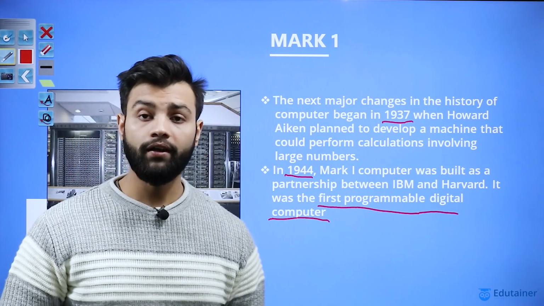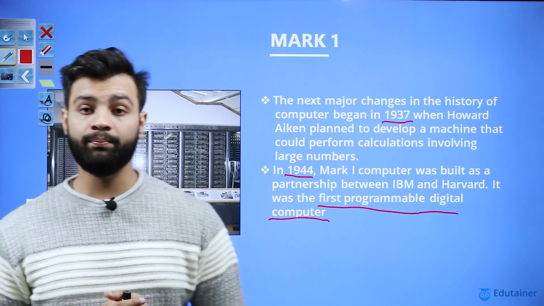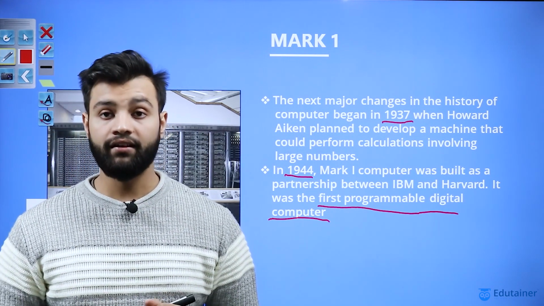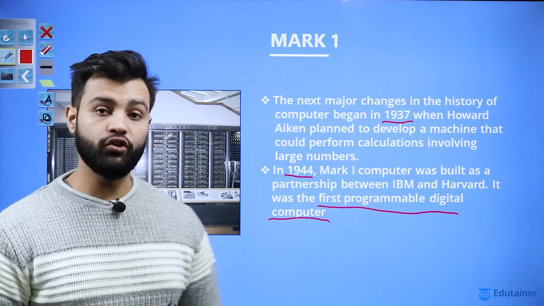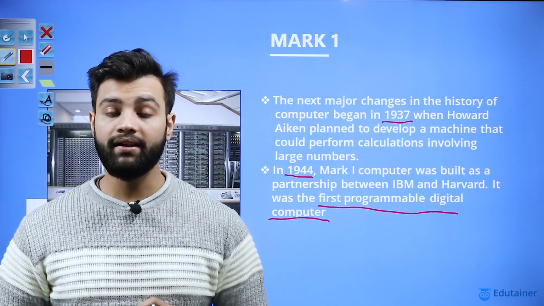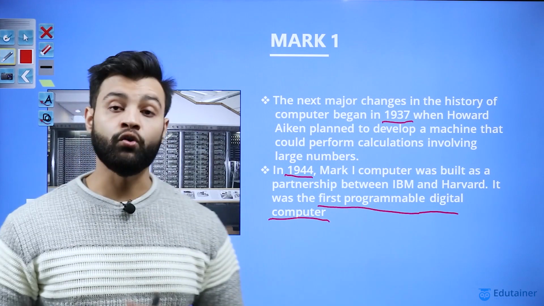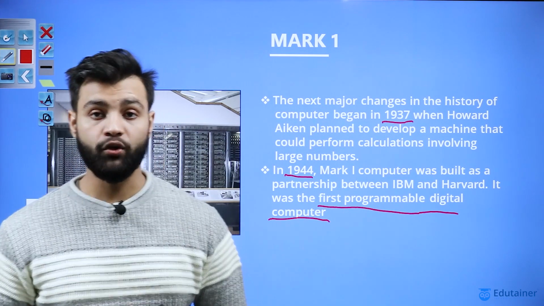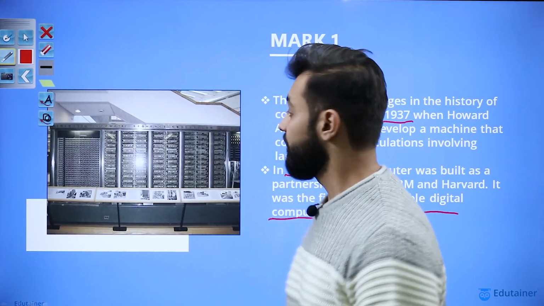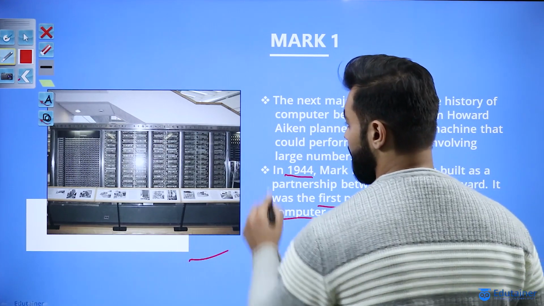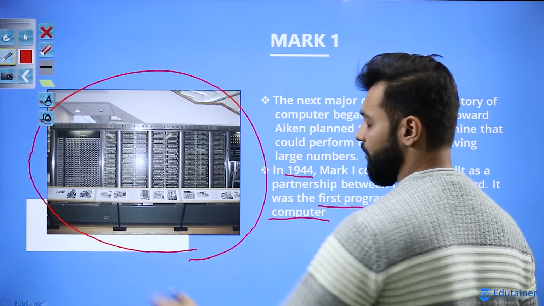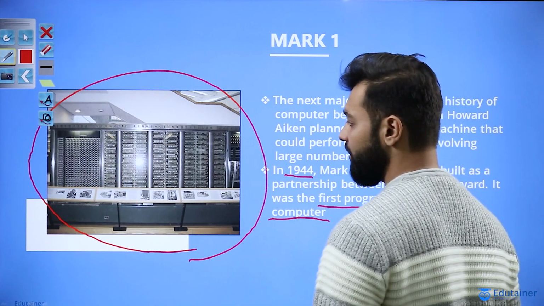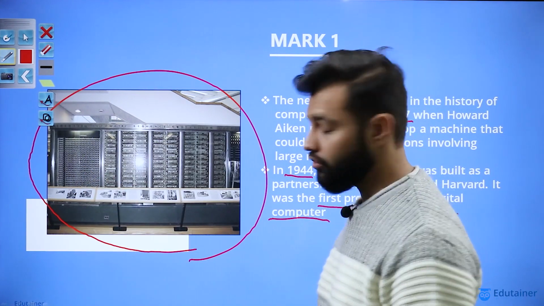So Mark I was built by two major institutions, IBM and Harvard University. They completed this computer, and it was the first programmable digital computer. So you could reprogram that computer. You can see the image over here. It was quite huge. You can see it is very lengthy. It was able to store the information also.